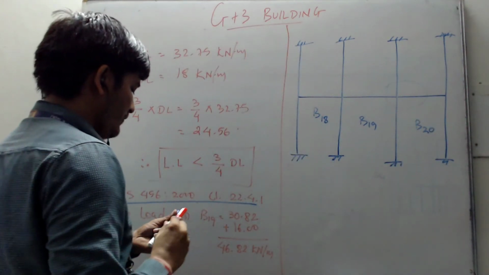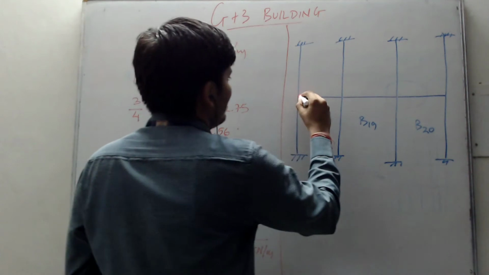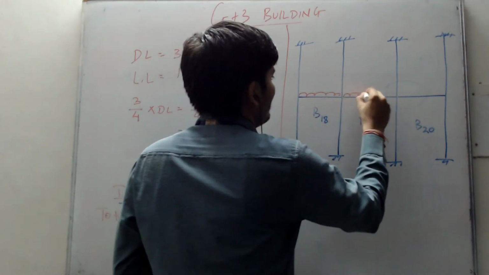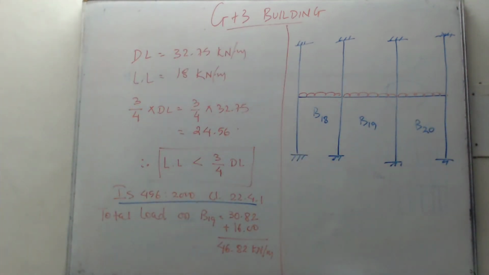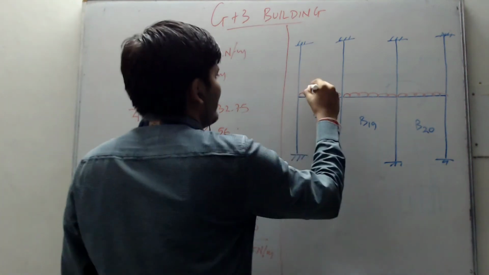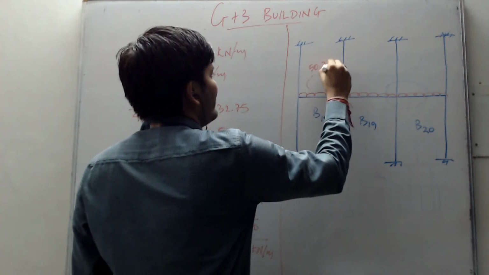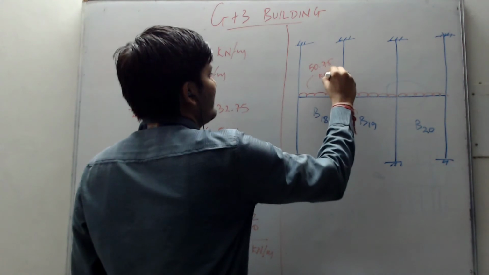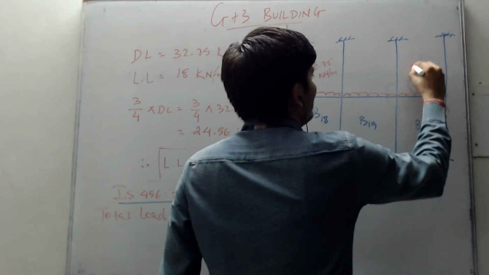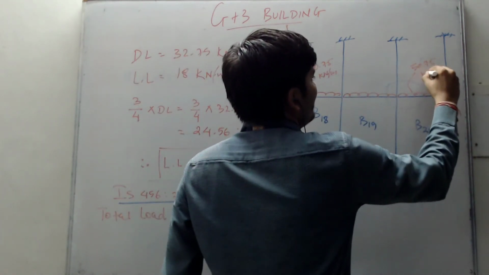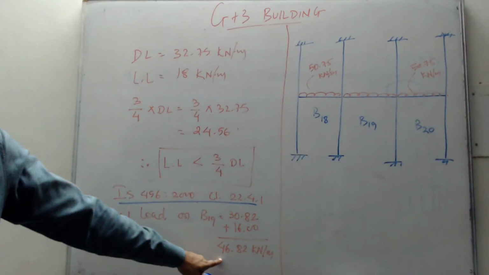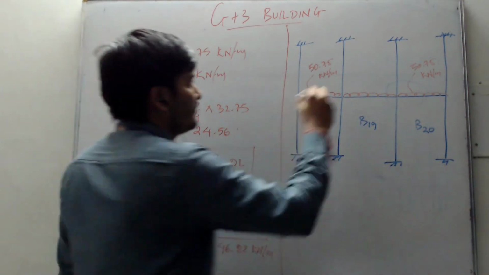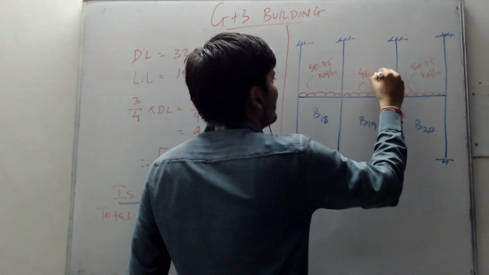Over this I have a UDL that is acting on beam 18 and 20. What is the UDL intensity we are getting? We are getting it as 50.75 kilonewton per meter. Here also 50.75 kilonewton per meter, and for beam B19 we are having 46.82. So here 46.82 kilonewton per meter, right?